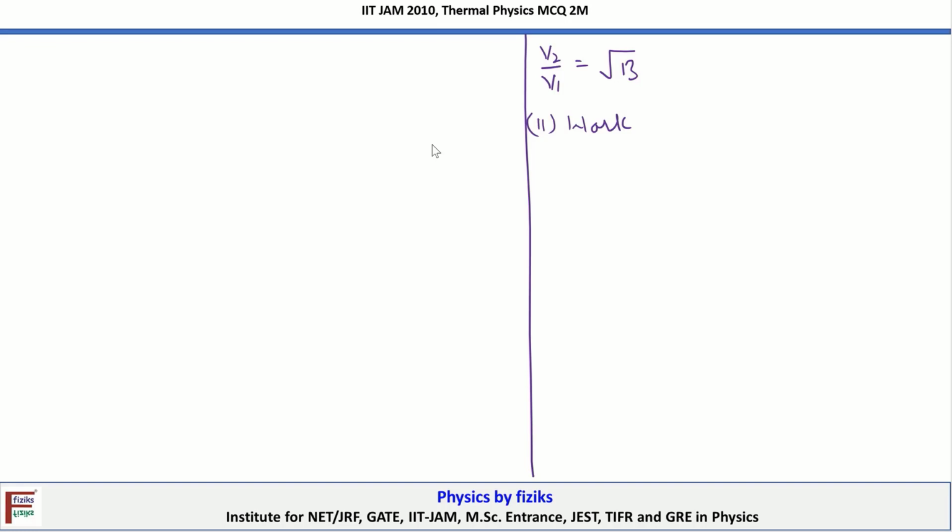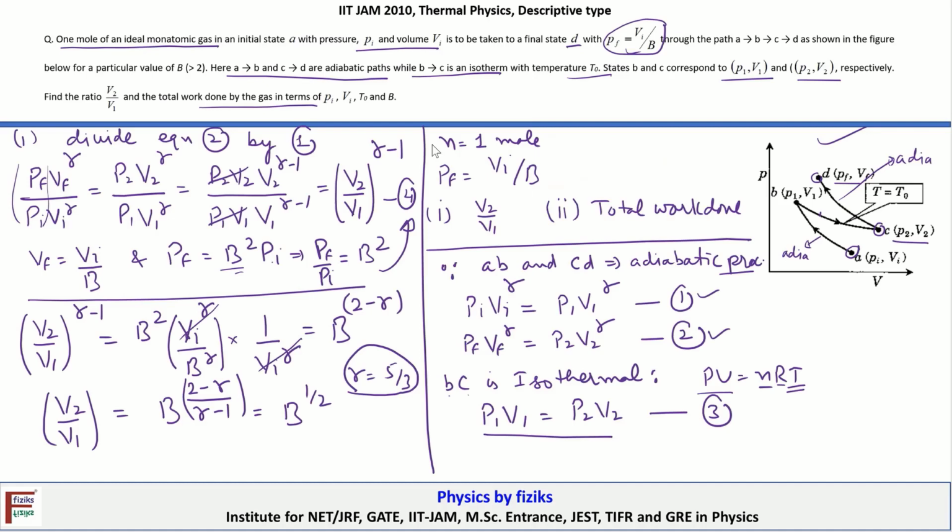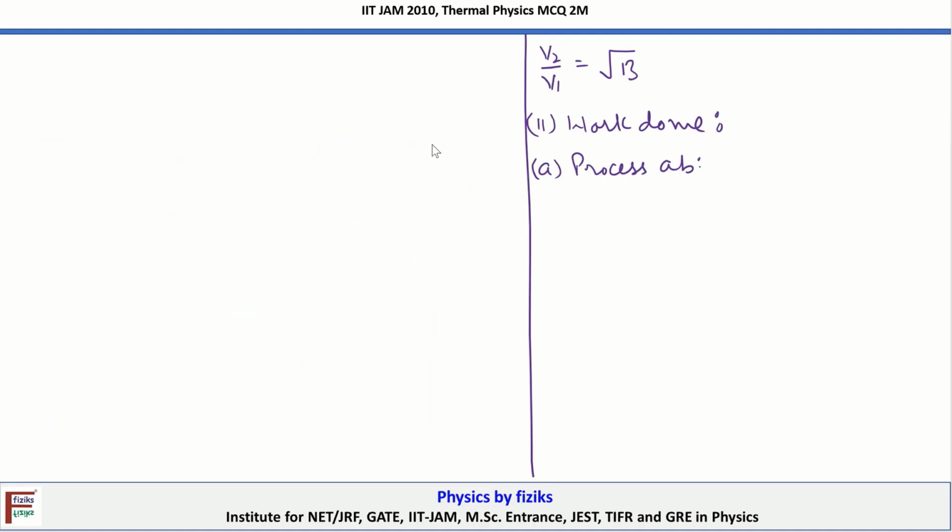We have to calculate the total work done during the entire process. So we will do it in different steps. The first part that we will consider is the process AB. If you take a look at the picture that is given to us, process AB is an adiabatic process. Here the work done in an adiabatic process, you should remember this result.